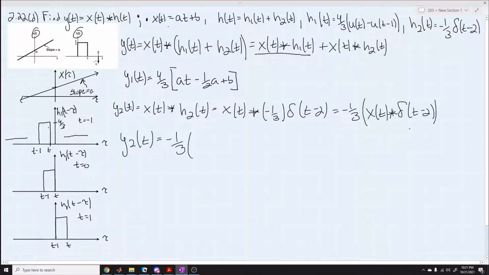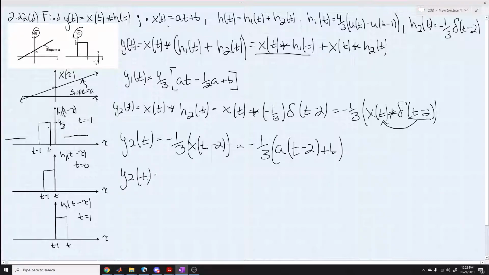What the sifting property states is that if we convolve x of t with a delta function, what we get back is x of t evaluated at that delta function. So x of t convolved with a delta function gives us that same signal, just evaluated at whatever the delta function is being evaluated at. So we want to take this and plug it in right here, and all we get is x of t minus 2. And now we can swap out x of t. Let me rewrite that. That would be a, and then we evaluate it at t minus 2, plus b.